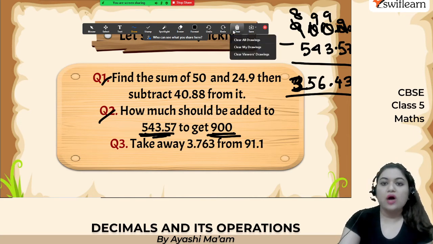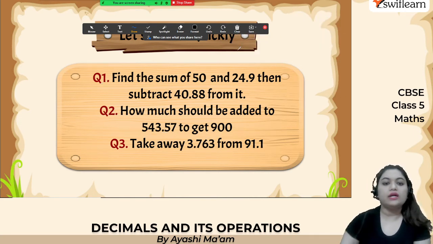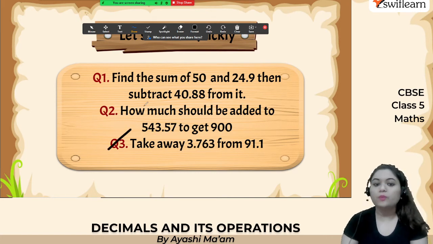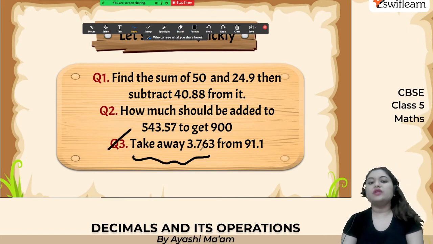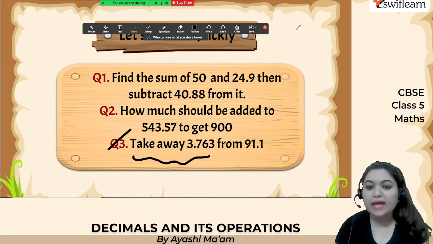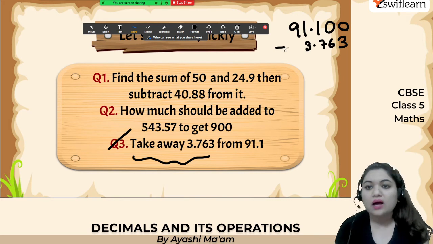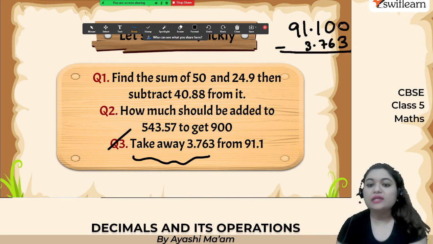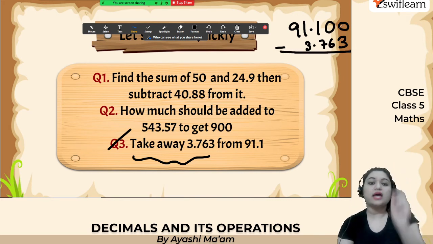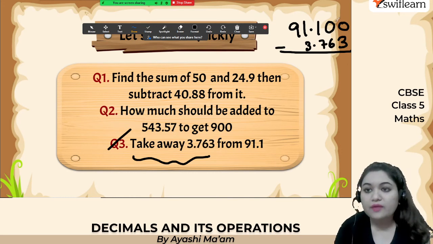Okay. Now let's move on to our next problem. That is the third problem. So you need to take away 3.763 from 91.1, right? So from 91.1, you need to take away 3.763. All right. So we have added 2 zeros so that the decimal points are in one single vertical line. Then what will happen? This will become 9 and a 0.